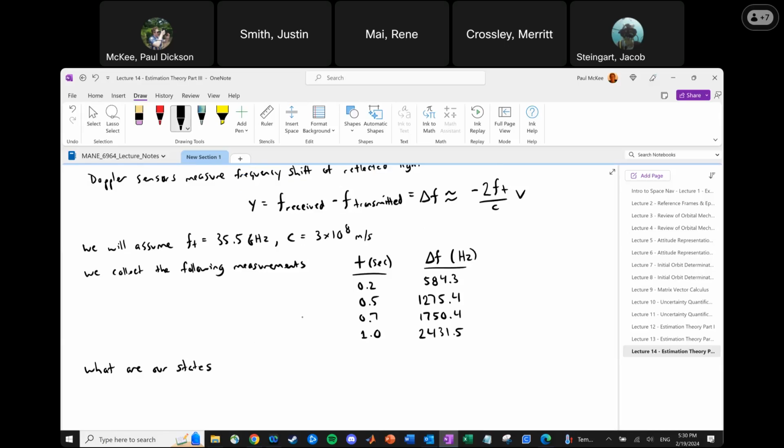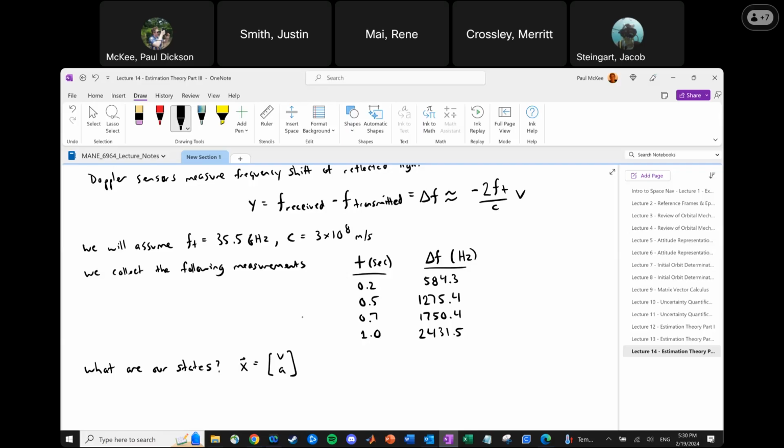Sometimes the equations make it obvious what states you should choose, as I hope is the case in homework 2, problem 2. Other times you have to kind of pick something, start down that path, and then ultimately determine if you had it right or not. So what are our states? We're going to say that our states are velocity and acceleration.